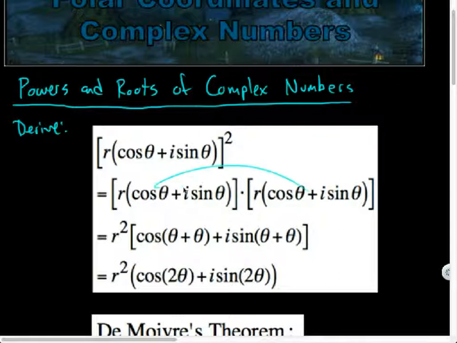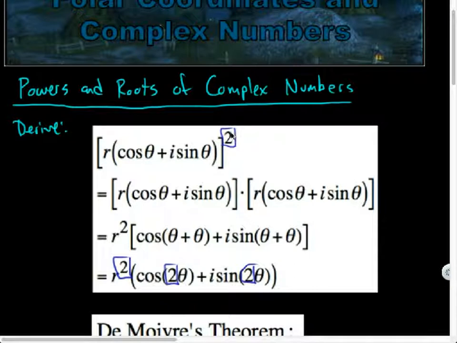So as the result of foiling this out and skipping a bunch of work, you end up getting cos(theta plus theta) and i sin(theta plus theta). And now you might realize, wait, theta plus theta, those are like terms. And so theta plus theta is 2 theta, and theta plus theta over here is also 2 theta. So now notice, there's a relationship between this two, this two, this two, and they all link back to this two.